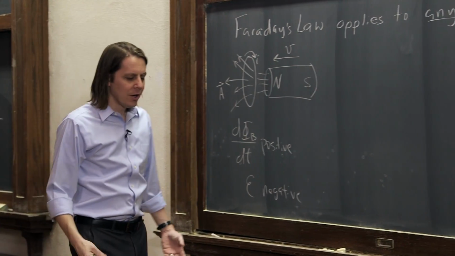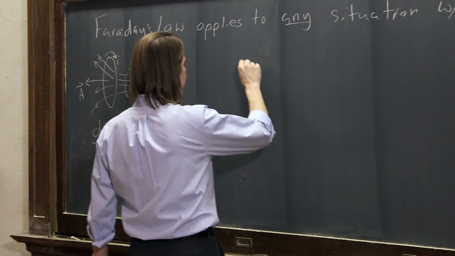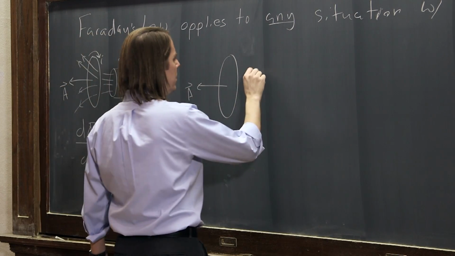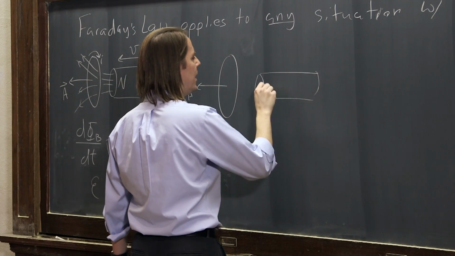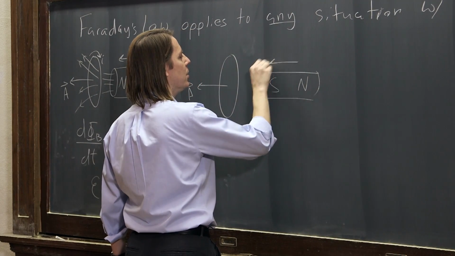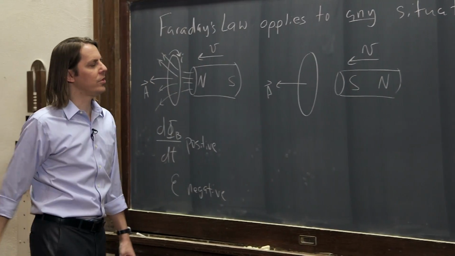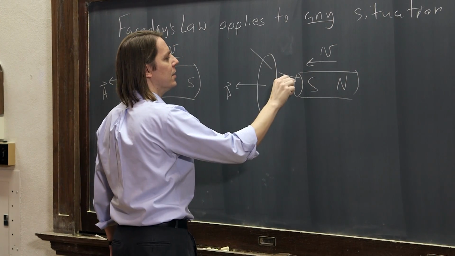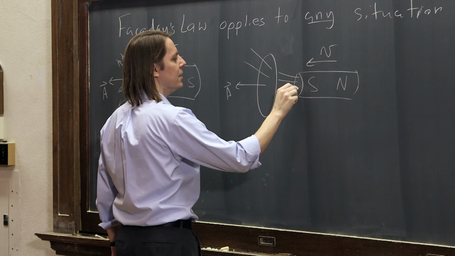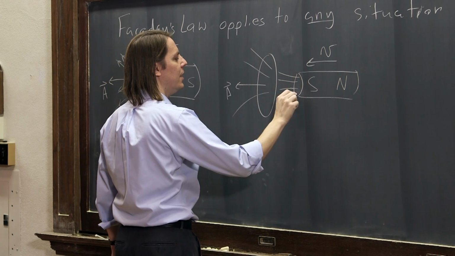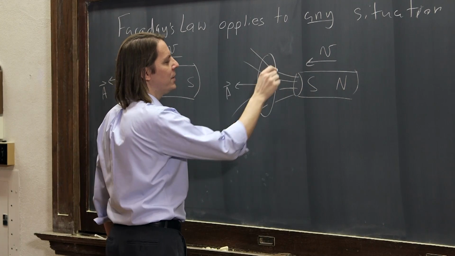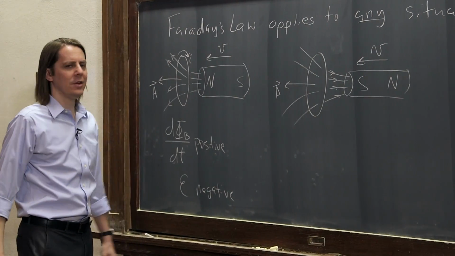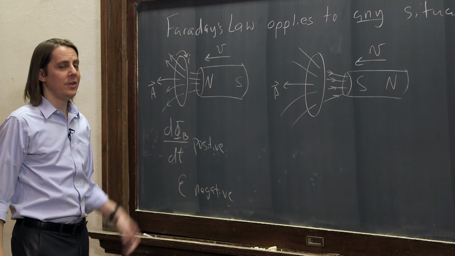But now we can compare different kinds of cases. What if we had the same thing, loop, area vector, magnet, but now we have the South Pole here and the North Pole here, and we still move towards the loop? Well, now the field lines will look kind of the same, except now they're pointing in, right? The field goes from south to north. But we have the area vector going the same way. So now the flux is negative.